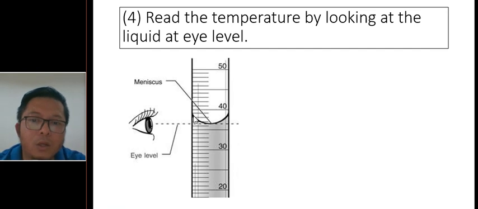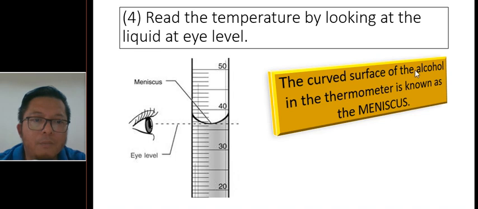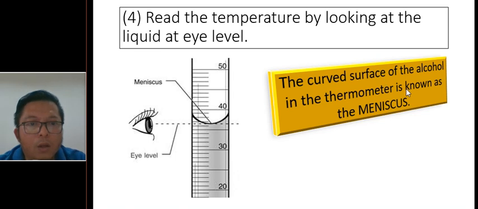Do not measure here. Do not measure here. Just the bottom. And this one is correct. Eye level. Do not look from here. Dari atas ke bawah. From the top. No, that's wrong. Not from the bottom. The curved surface of the alcohol or mercury in the thermometer is known as the meniscus. Look at the bottom of the meniscus.